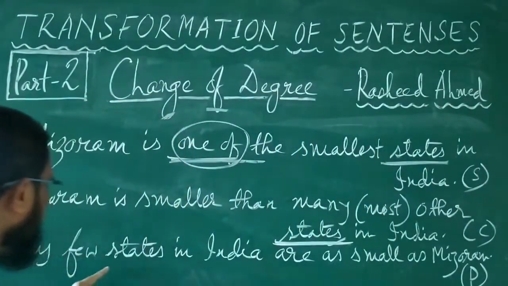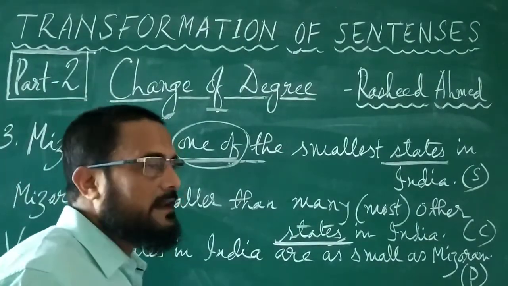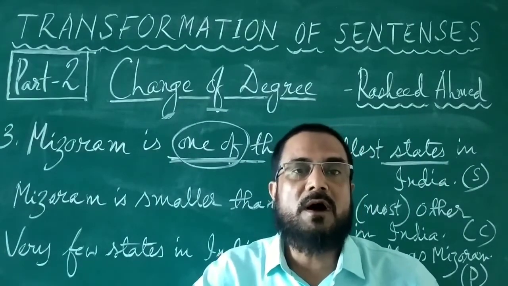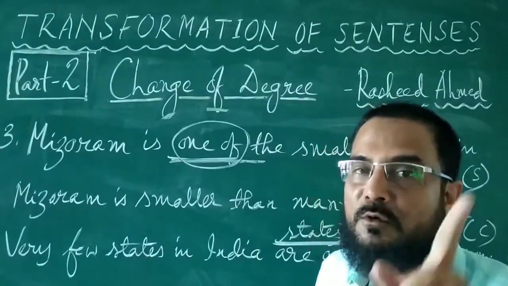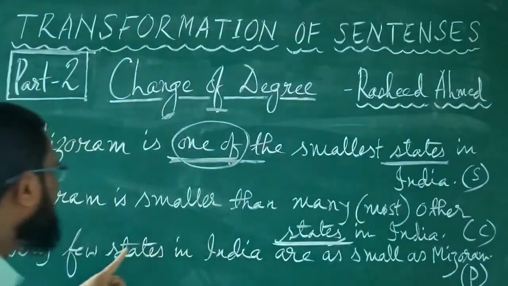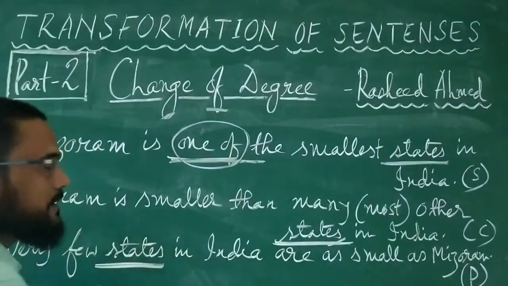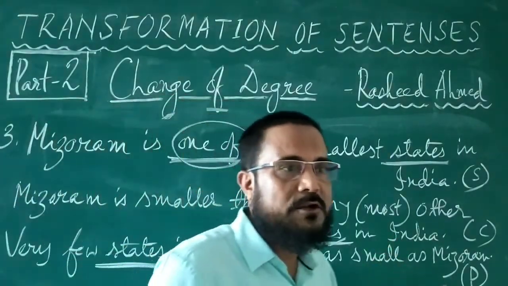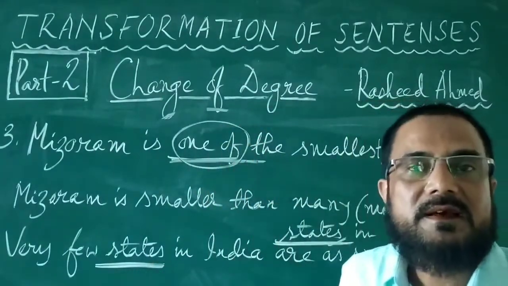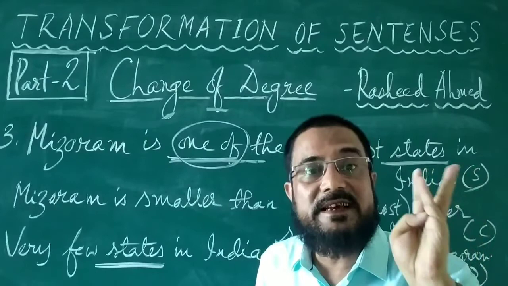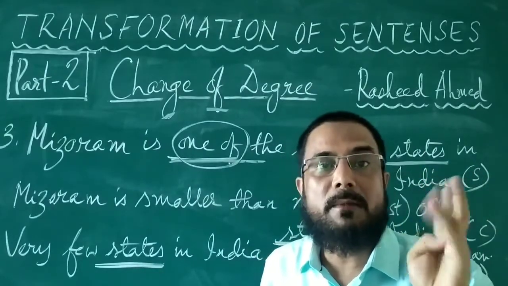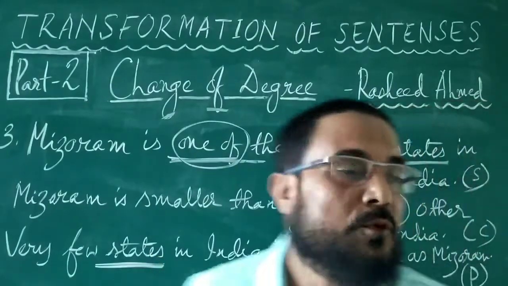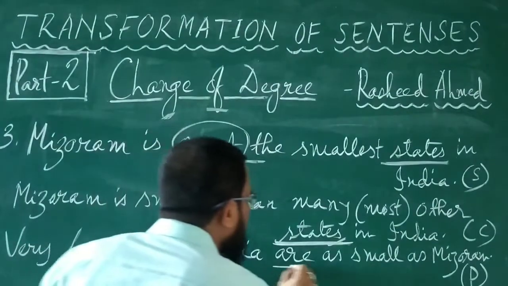Then coming to number 3, the last sentence in positive degree. Again, in number 1 and 2, the beginning was no other state in India, in number 1, and no other month of the year. But here it is not no other. Here it is very few states. In place of no other, it is very few. And again, in number 1 and 2, the noun is in singular number: no other state in India, no other month, singular number. But here, very few states, plural number.